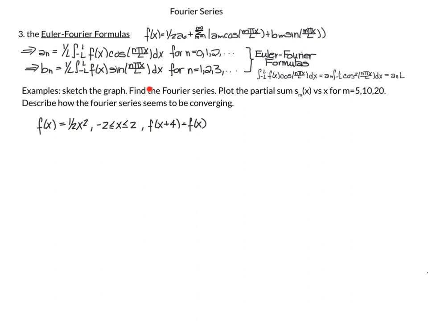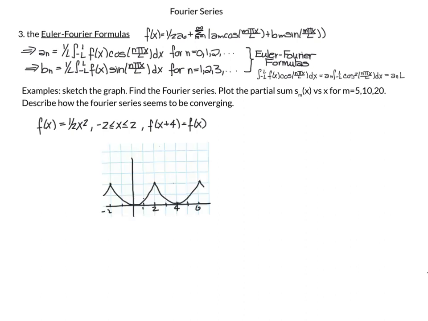We're going to sketch the graph, find the Fourier series, plot the partial sum, S sub m, of x versus x, then for m equals 5, 10, and 20, and then we're going to describe how the Fourier series seems to be converging. So the first thing is to plot. So between -2 and 2, I have my 1/2 x squared, so I have my parabola, and then it's periodic with period T is equal to 4.